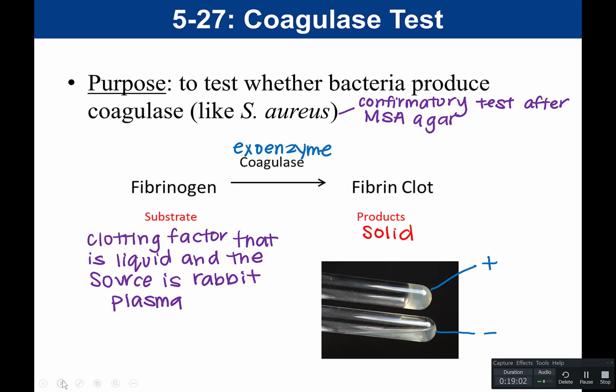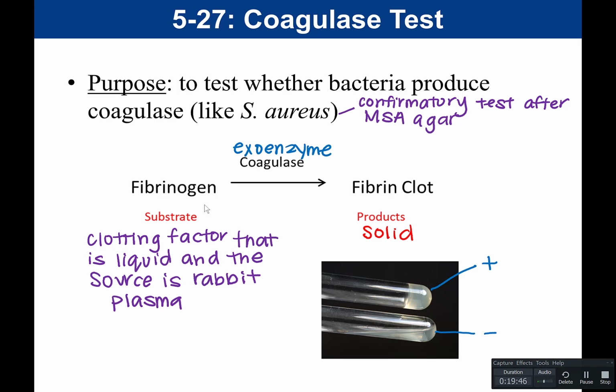So the coagulase test is to test whether bacteria produce coagulase like Staph aureus. And again, this would be our confirmatory test after doing an MSA. And so we would inoculate a tube that has rabbit plasma in it. The plasma is the liquid part of the blood, and it's what contains the clotting factors. And so that rabbit plasma is going to be our substrate for this test, which is fibrinogen. So fibrinogen is a clotting factor.